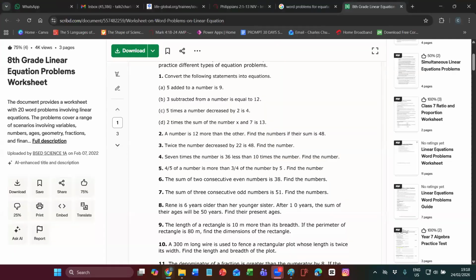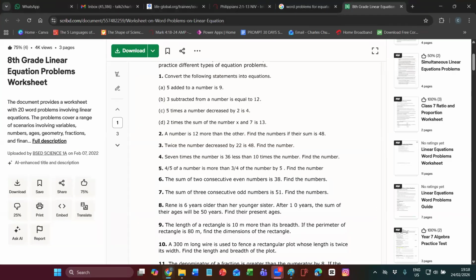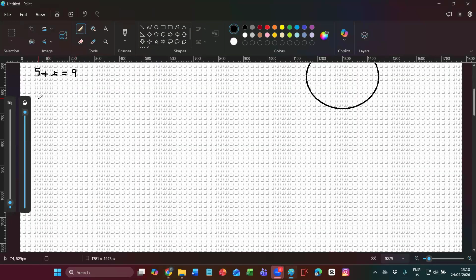That's good. 3 subtracted from a number is equal to 12. That'll be x minus 3 equals 12. Thank you very much. X minus 3 equals 12. Nice one. I was about to say something, but I said let me not say anything. Let me see how you handle it.